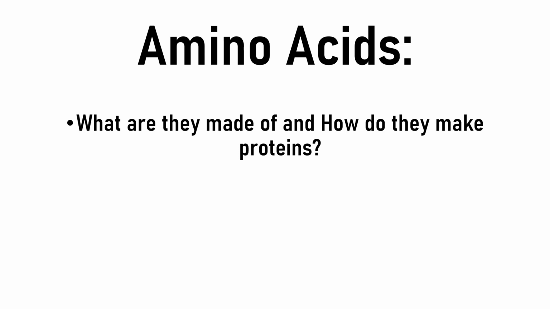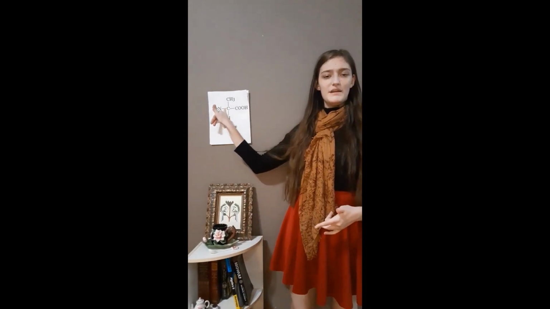Amino acids. What are they made of, and how do they form proteins? Every amino acid is made up of the same 4 elements: carbon, hydrogen, nitrogen, and oxygen. Now, some of these elements you might recognize from other macromolecules in our body, like carbohydrates and lipids. But what makes proteins unique, or amino acids, is that they contain a carboxyl group and an amino group.